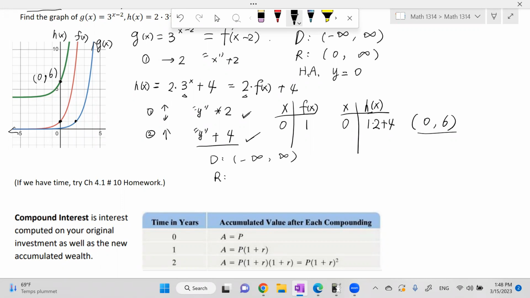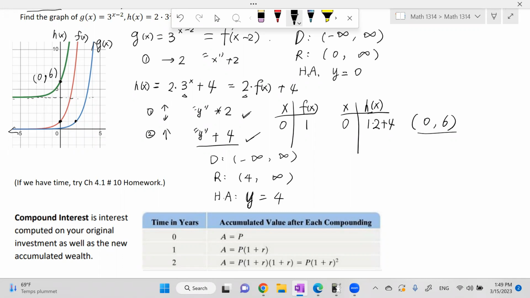When we are moving up 4 units, the horizontal asymptote also moves up 4 units. So you can tell from the graph, this is the horizontal asymptote, which is 4. So the range is from 4 to infinity. All right. So what is the horizontal asymptote? We move up 4 units. So the horizontal asymptote also moves up 4 units.